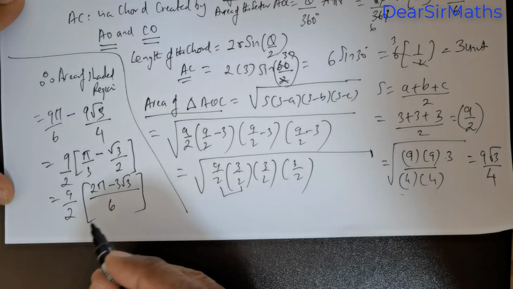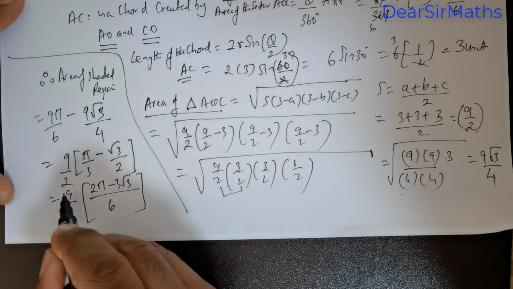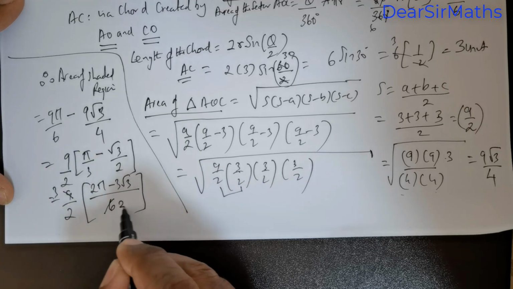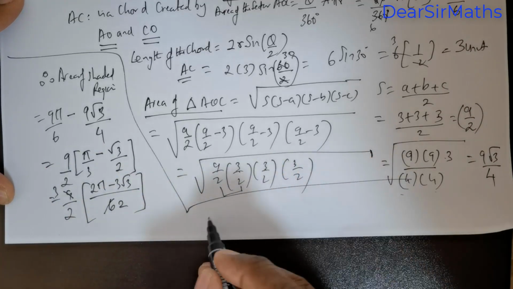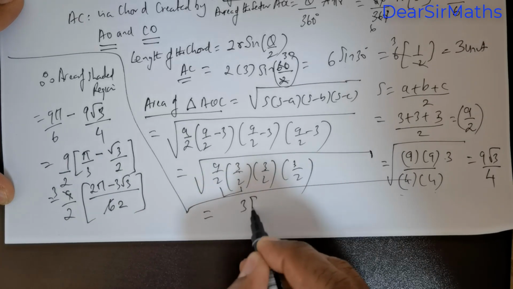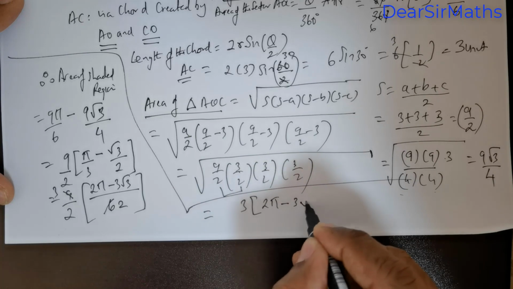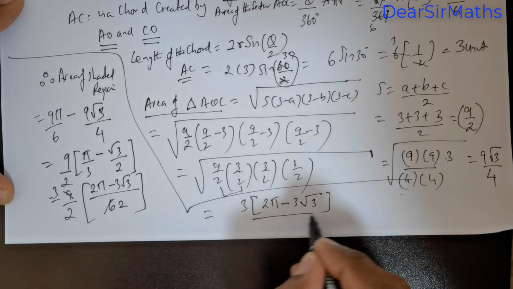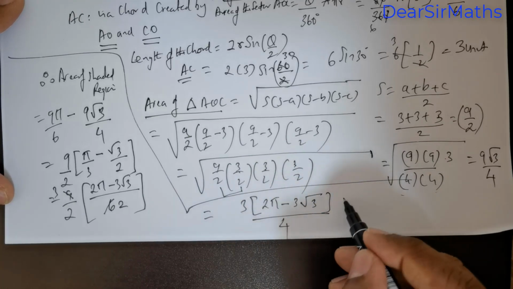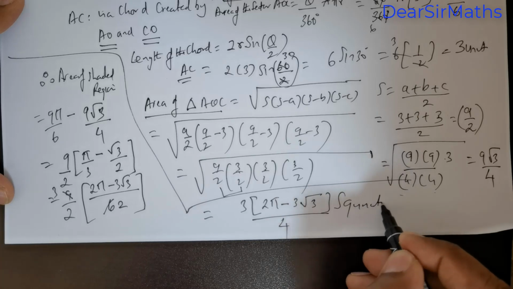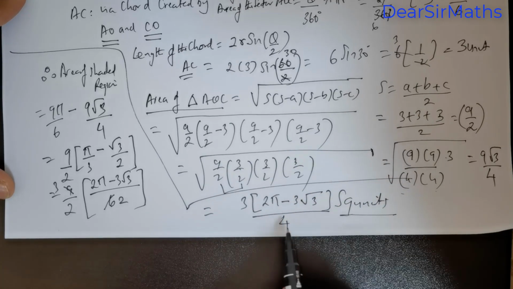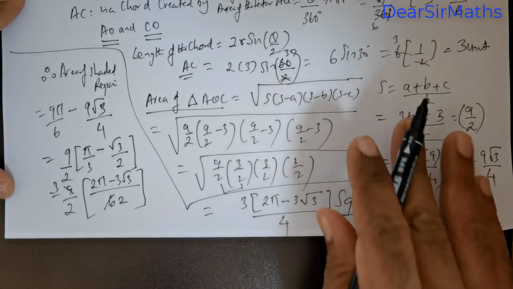If you want, you can reduce this. 3 divides here 3 times, 3 divides here 2 times, and you can rewrite this as 3 times of 2 pi minus 3 times root of 3 divided by 4 square units. So this is the area of the shaded region.